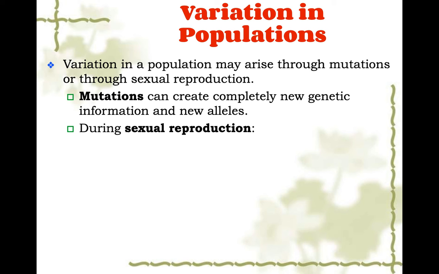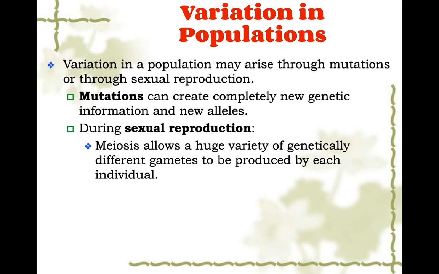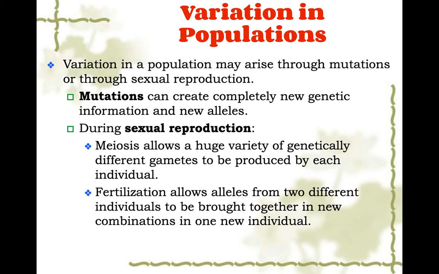And the other way is through sexual reproduction. We've talked about meiosis. Meiosis allows a huge variety of genetically different gametes to be produced by each individual. And then when there's fertilization, it brings alleles from two different individuals together in lots of different combinations to make a new individual. So these processes cause there to be a lot of variation in a population and allow the population to be acted on by natural selection.